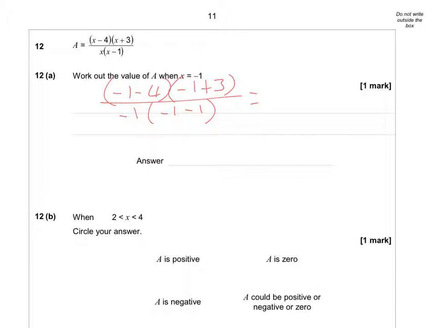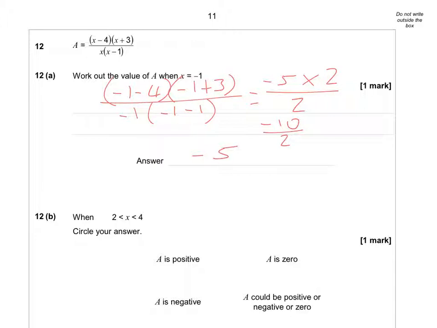And when I work these brackets out, I've got minus 1 minus 4, which is minus 5. And I'm multiplying that by minus 1 plus 3, which is 2. And this is all over minus 1, which is minus 2, multiplied by minus 1, which is 2, which means we've got minus 10 over 2, which is minus 5.